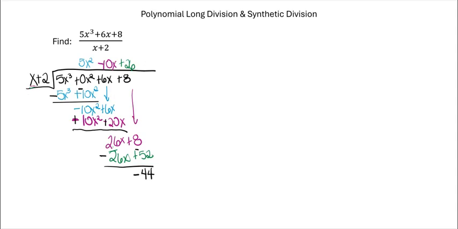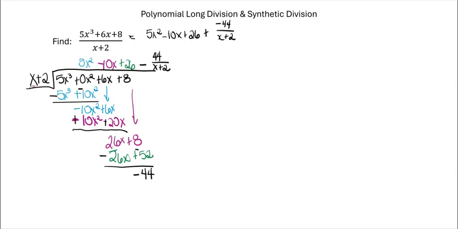Erase that and make it minus 44 over my divisor, x plus 2. So by long division, this equals, in other words, 5x to the third plus 6x plus 8 divided by x plus 2 is equal to 5x squared minus 10x plus 26 plus the remainder, negative 44, over x plus 2.